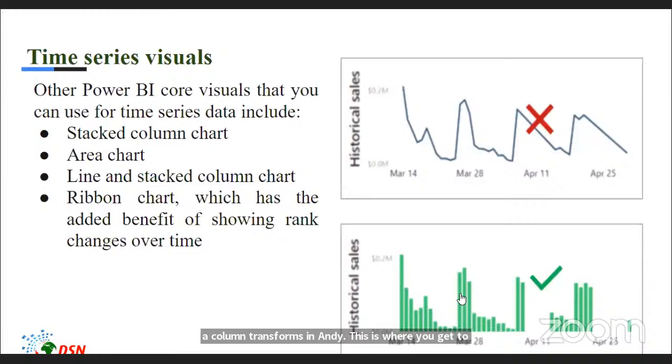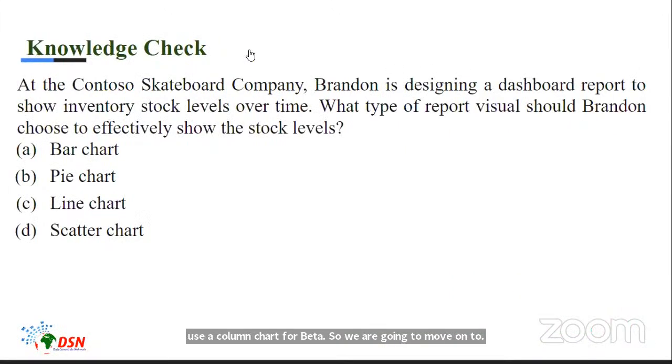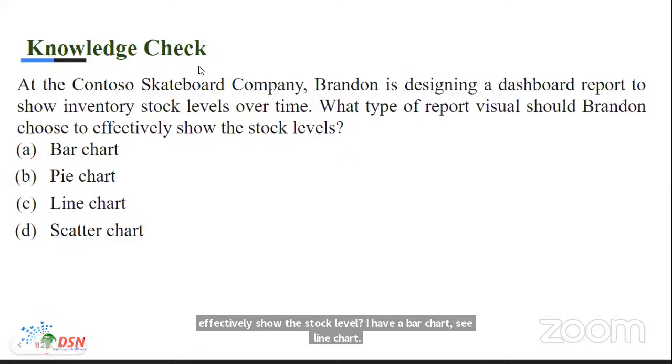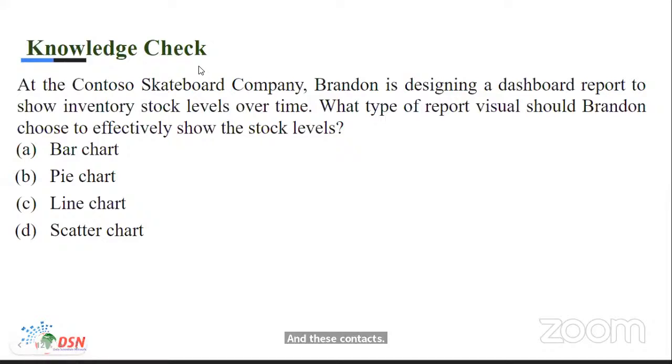So we are going to move on to a knowledge check. I'm going to read this out. At the Contosort Skateboard Company, Brandon is designing a dashboard report to show inventory stock levels over time. What type of report visuals should Brandon choose to effectively show the stock level? I have A, bar chart, B, pie chart, C, line chart, and D, scatter charts. So I'll be looking at the chat box.